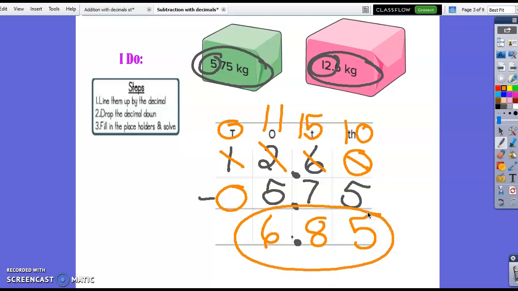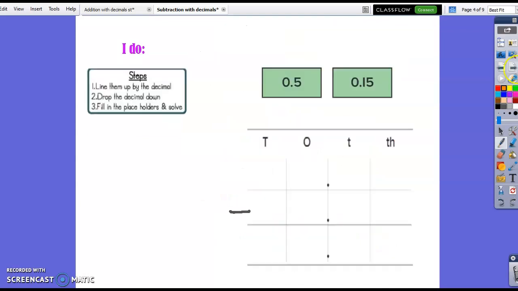So when you work through it, the only difference is you have to make sure the decimals are lined up. The subtraction is still the same. And when you take 12 and 6 tenths and you subtract 5 and 75 hundredths from it, you are left with 6 and 85 hundredths. We're going to go through another one, so stay with me here. We're going to practice a couple more, but I'm going to do one more with you.